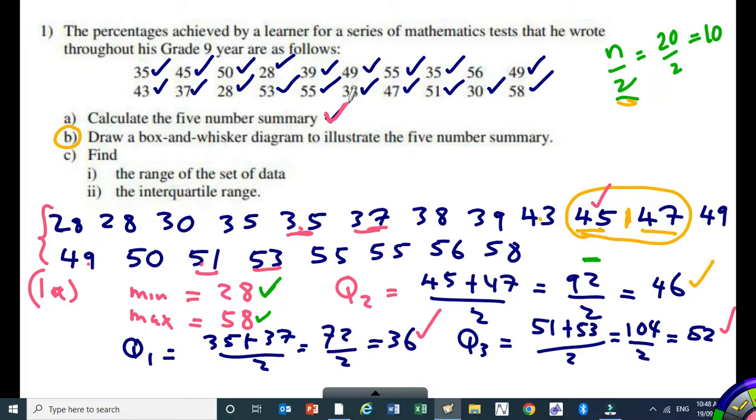Okay, my 5 number summary: minimum 28, maximum 58, Q2 46, Q1 36, Q3 52. That's my 5 number summary. I need those 5 values in order for me to draw the Box-and-Whisker diagram. Why do you need a Box-and-Whisker diagram? So that we can analyze the distribution of the data set. I'll talk about data distribution just a minute.